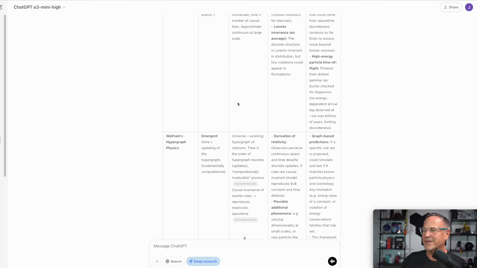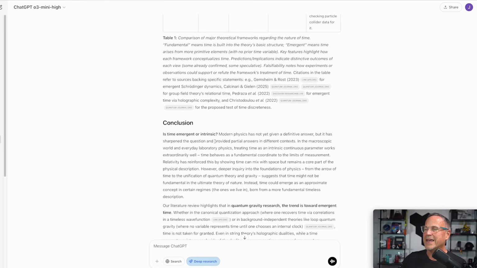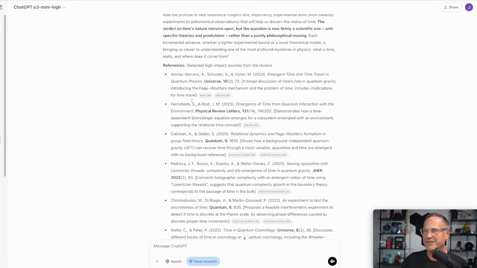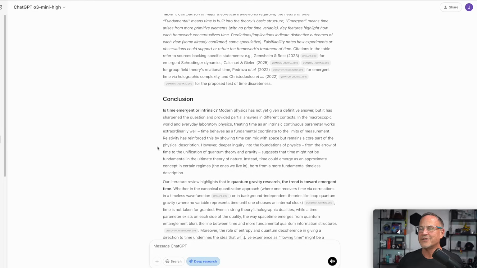So anyway, it goes through that, and then we eventually get to a conclusion here. And then of course we get to the ubiquitous sources with links, so you can actually go and check the sources out. So I would consider this to be a really good, kind of graduate level summary paper. Now, it's not discovering any new science. It's not making any predictions about science. It's just kind of going through and summarizing what other people have done.